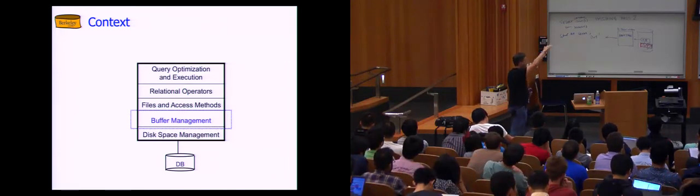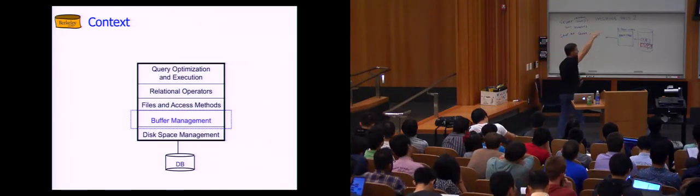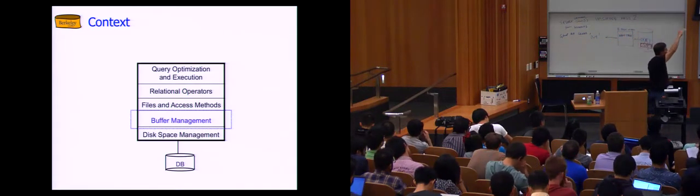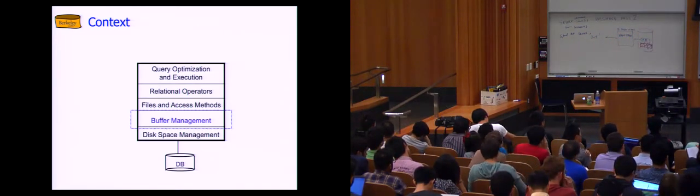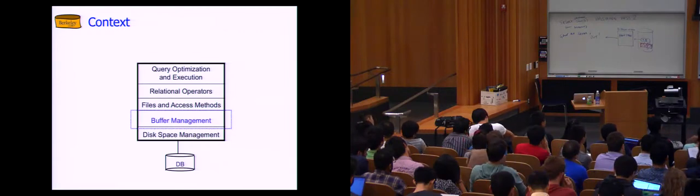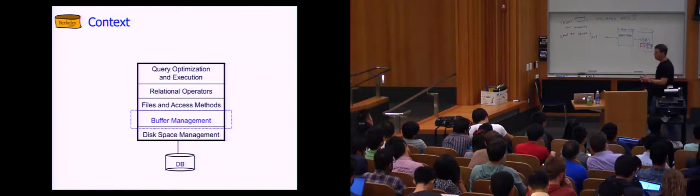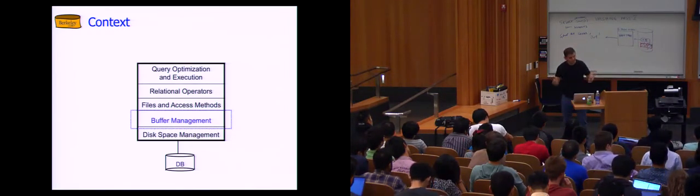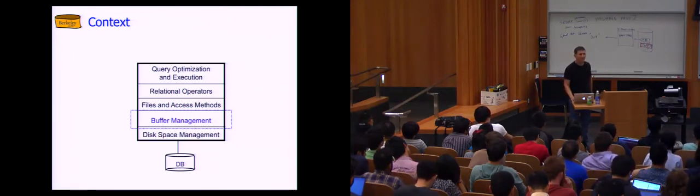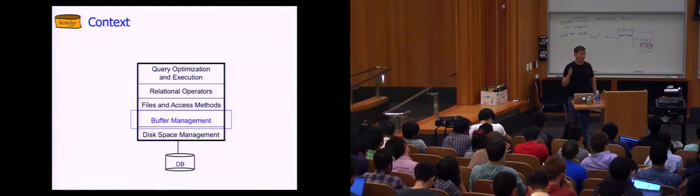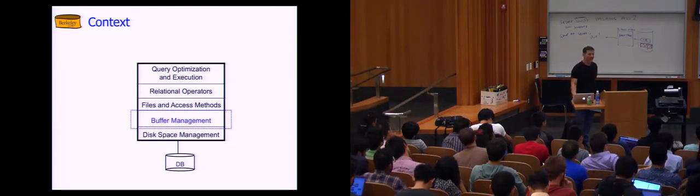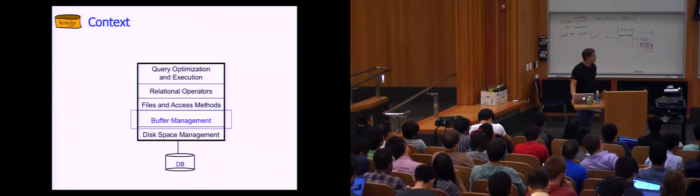So between the file access methods, relational operators, all that good stuff we've learned about for query processing, and the disk space manager, we're going to insert a caching layer called the buffer management layer. All right? And it's going to do what you'd expect. It's going to do caching. But as we talk about recovering the database from database crashes, it can be very sensitive to the needs of a database system. So it's going to be a little different than the cache manager in a file system.